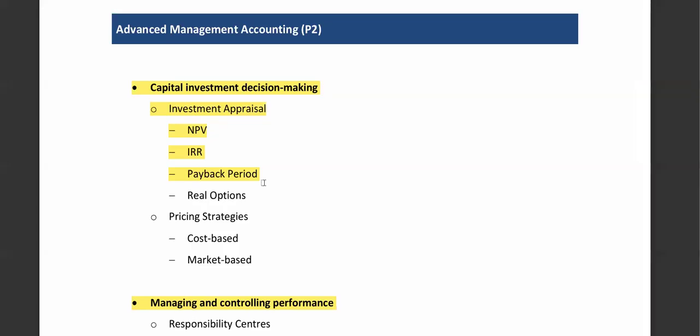You could also be tested on IRR. Remember, IRR is used in conjunction with NPV, and payback period also is used together to identify the risk associated with a capital investment decision. And together with this, you could also be tested on real options. Remember, there are four, or sometimes you could expand and say there are five, real options. And it would also be related to a given scenario. So rather than stating all the real options from P2 in terms of theories, you may be required to analyze the appropriate real option or options for a given scenario. So please make sure that you have a sound understanding of the real options.